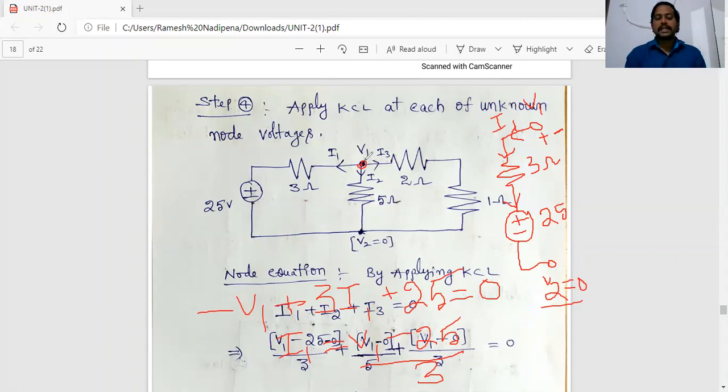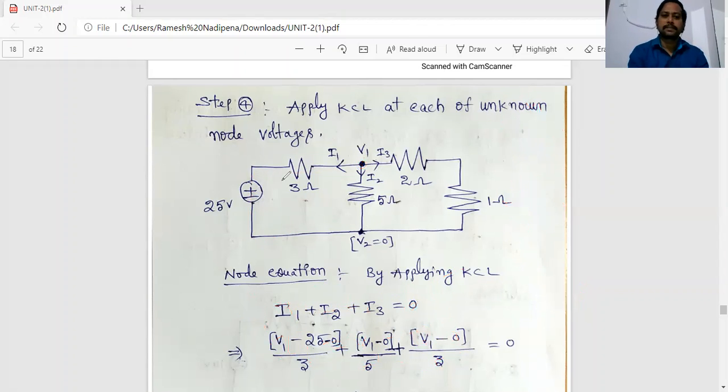Here I1 equal to V1 minus 25 by 3. The reason is I equal to V by R, the basic expression. Now we need to consider the voltage across this branch only. In this branch, how many voltages are there? 2 voltages are there. Of course, we don't need to consider VT equal to 0. Only 2 voltages are there, V1 and 25. Take a subtraction of those two. That is the logic here. V1 minus 25 by 3.